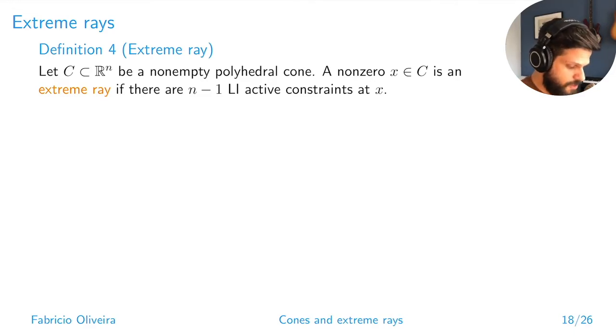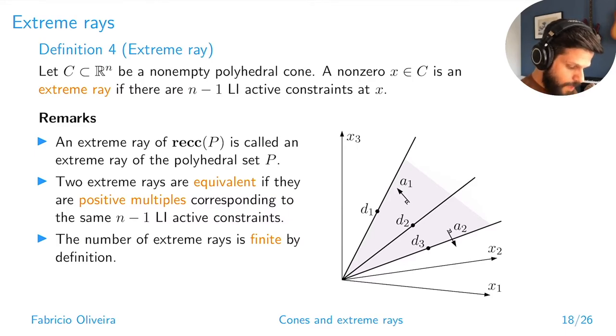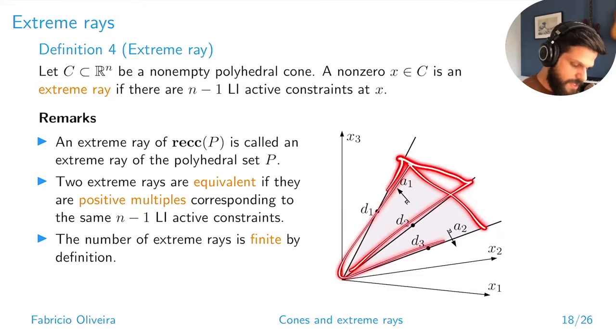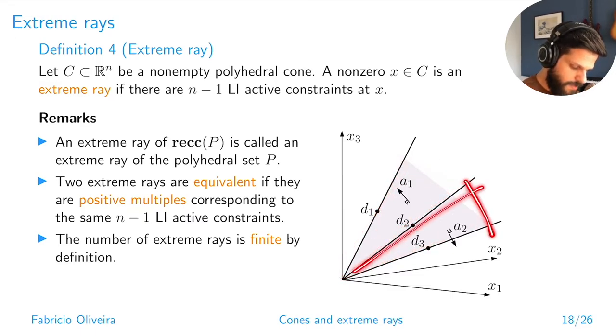So revisiting that picture we had, this cone has three extreme rays. This is an extreme ray, and this is an extreme ray, because this one has the back facet and this facet meeting. This one has this facet and the back facet meeting. And this one has this facet and this facet meeting. N minus one, two, two, and two. There you go, three extreme rays.